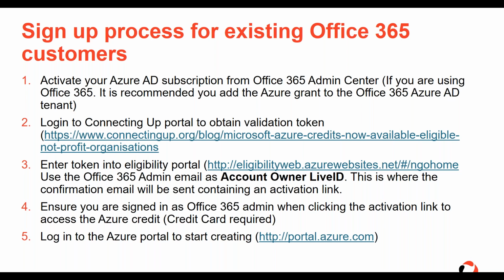So this is why you have to use the same admin email and ID, so that you will be sent that link to activate it. Make sure you're signed in as the Office 365 admin, and then click on the link, and the credit's available for you. And yes, you will need to put in a credit card, but nothing will come off that credit card unless you go over your $5,000 limit, and then it will start charging you for storage. So you do need to be aware of that.